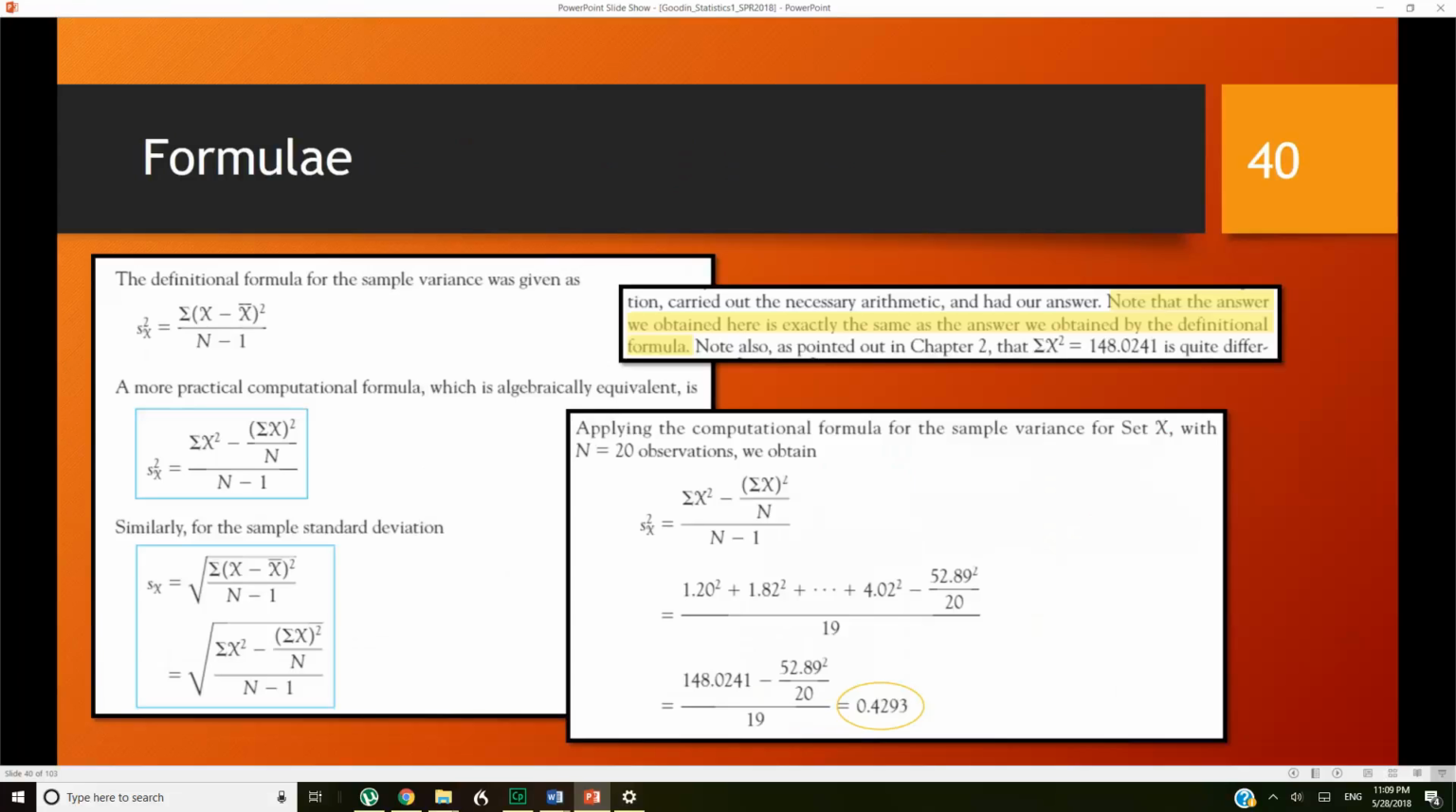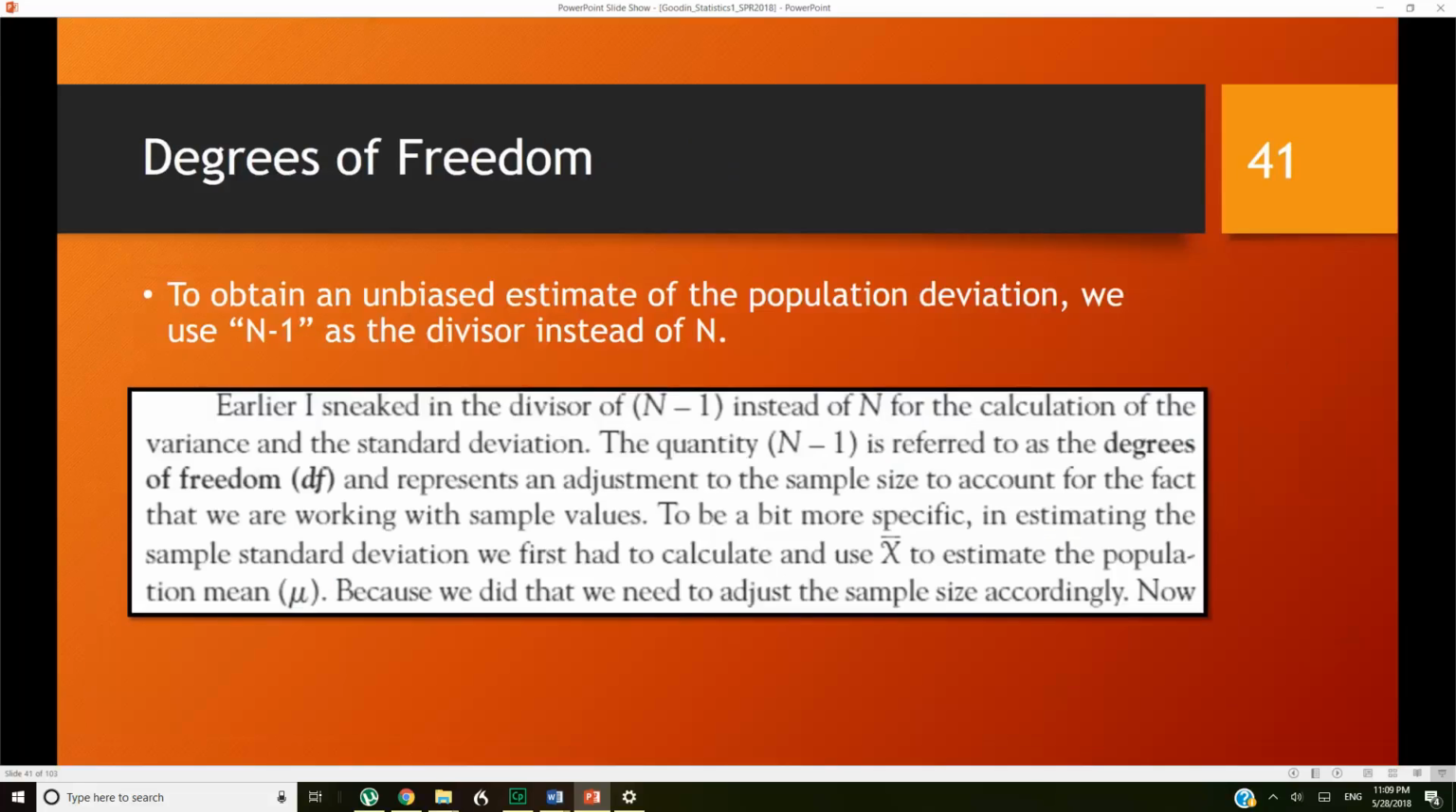With regard to formulae, we see that there is an alternative way to find the sample variance, thus giving us an alternative way to find the sample standard deviation. The answer we obtained by using either formula should be exactly the same. When we talk about degrees of freedom, we're really talking about n minus 1 as the divisor. That's an example, at least. To obtain an unbiased estimate of the population deviation, we use n minus 1 as the divisor instead of n.